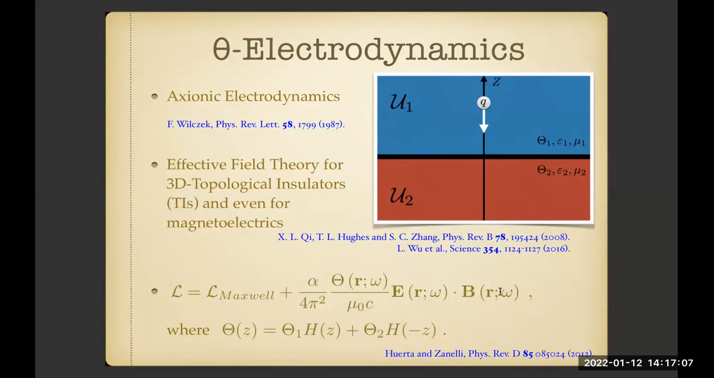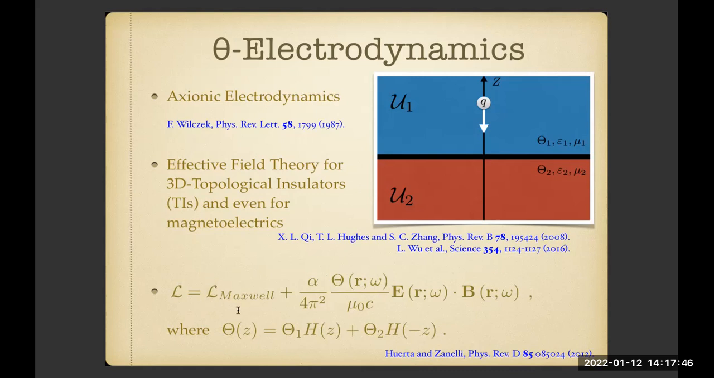And this leads to this additional term here at the third bullet point, which comes from this integration of the degrees of freedom. This has also been well studied, and this effective field theory, which models the electromagnetic response of topological insulators, can also model the electromagnetic response of magnetoelectrics. And so the Lagrangian for this theory is the following.